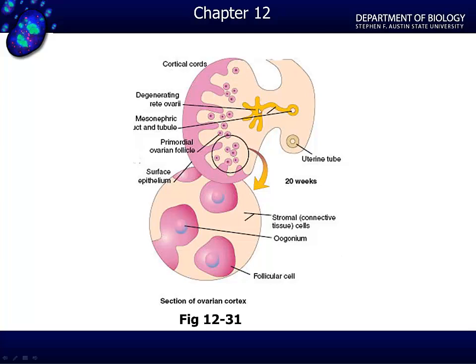Here we see a little further development. Again, degenerating rete ovarii. The gonadal cords are degenerating as well. And here we're going to form the bulk of our ovary from our cortical tissue.